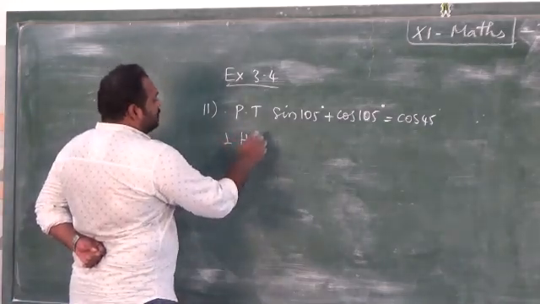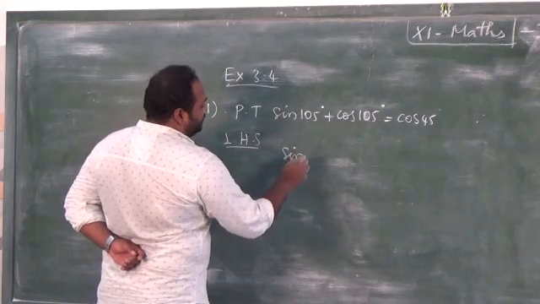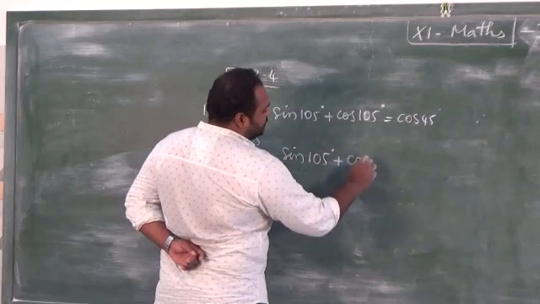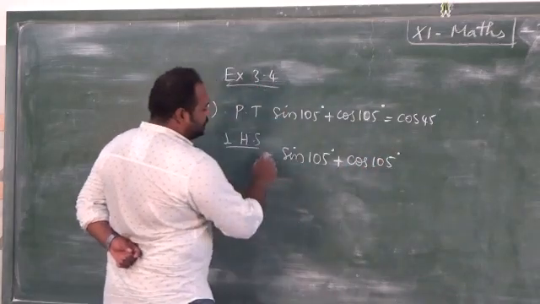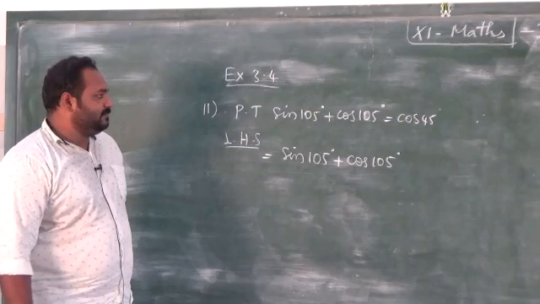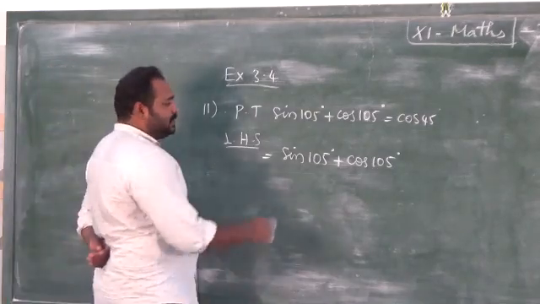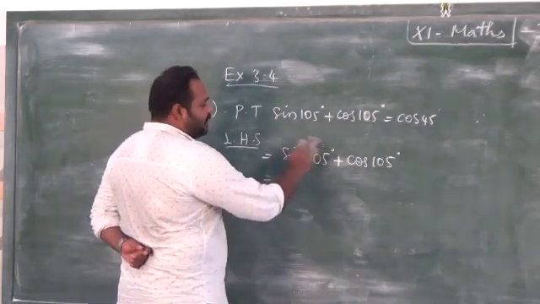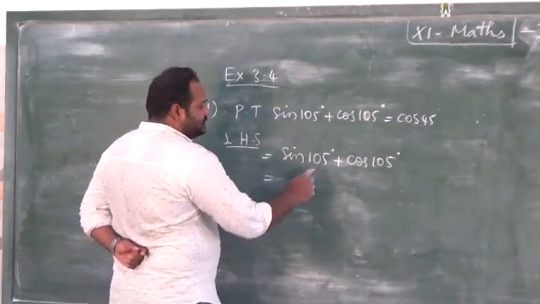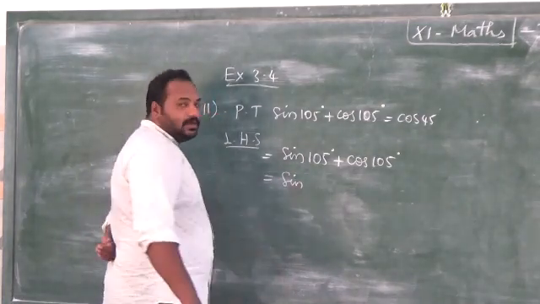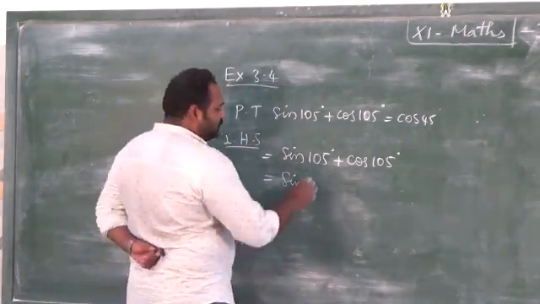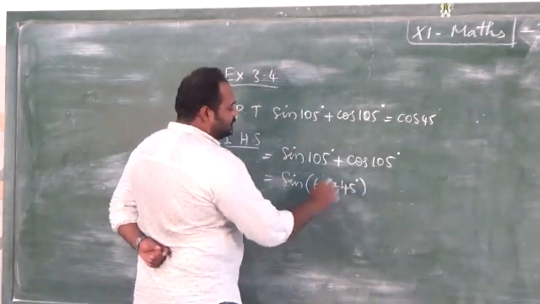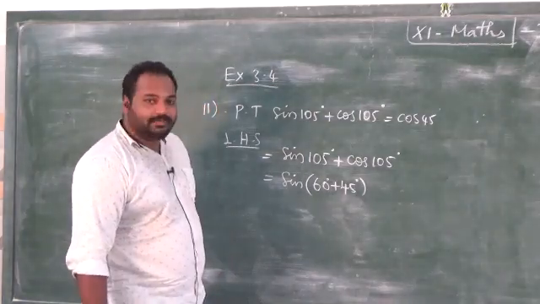LHS: sin 105 plus cos 105 degree. Here we don't have a direct value for 105 degree. Already I taught you how to find the value for sin 105 degree. We have to split this value according to our known degree values: 60 plus 45 degree. So this can be split into 60 plus 45.